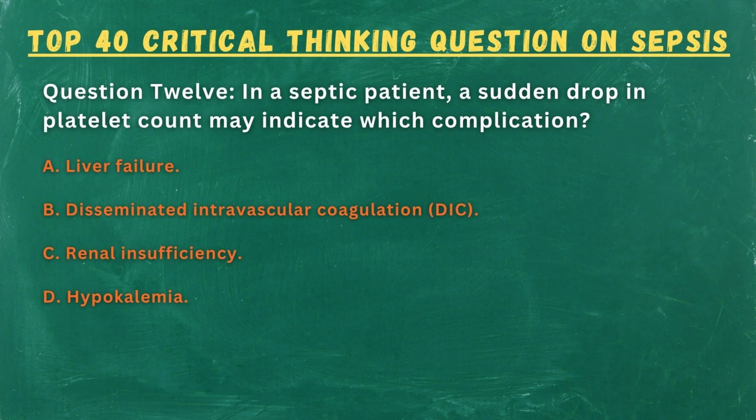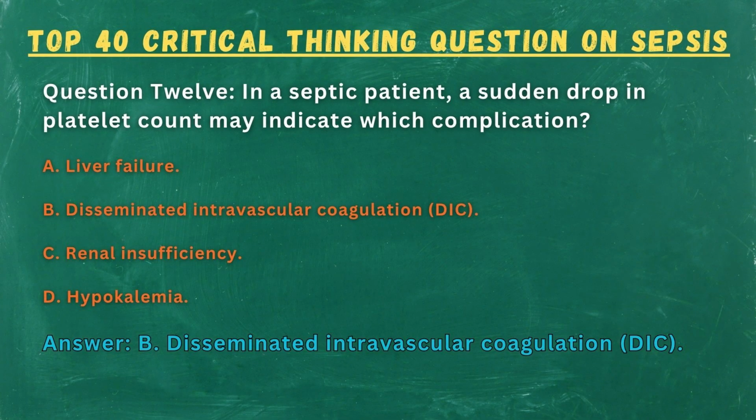Question 12. In a septic patient, a sudden drop in platelet count may indicate which complication? A. Liver failure. B. Disseminated intravascular coagulation, DIC. C. Renal insufficiency. D. Hypokalemia. Answer: B. Disseminated intravascular coagulation, DIC.